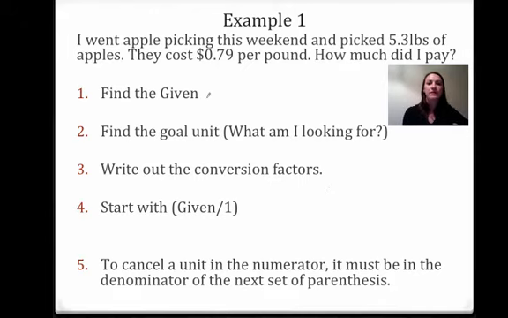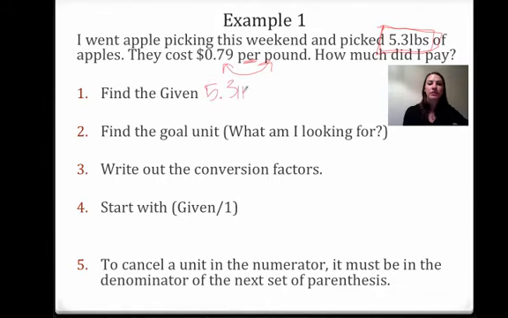So find the given. What am I given? Well, I'm given 2 numbers here, so this one's a little bit tricky. I picked 5.3 pounds of apples, but they cost 79 cents per pound. When I see this "per," that lets me know that this is a relationship: 1 pound equals this cost. So my given must be 5.3 pounds of apples.